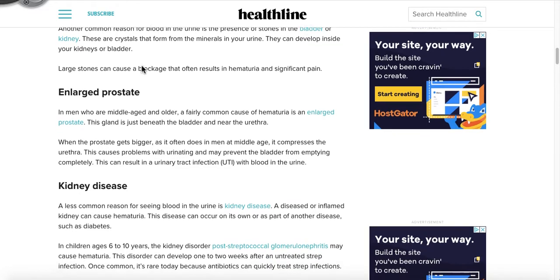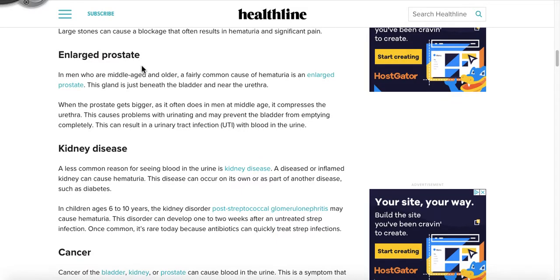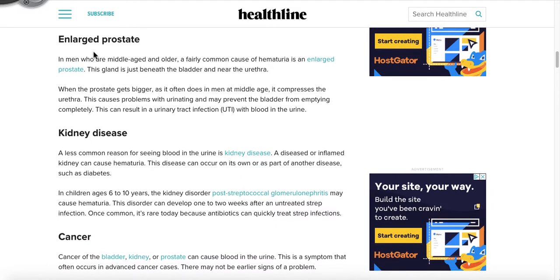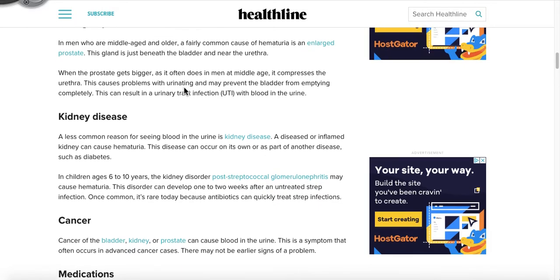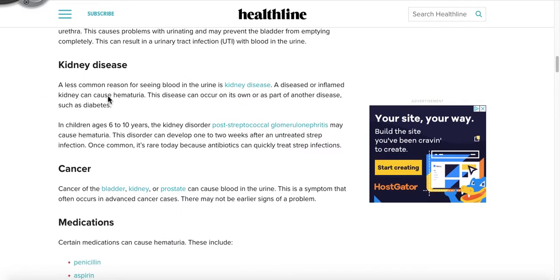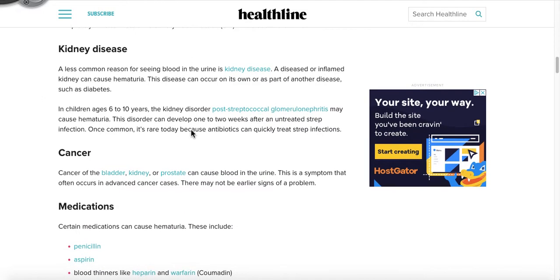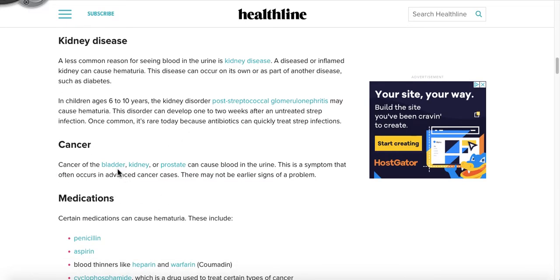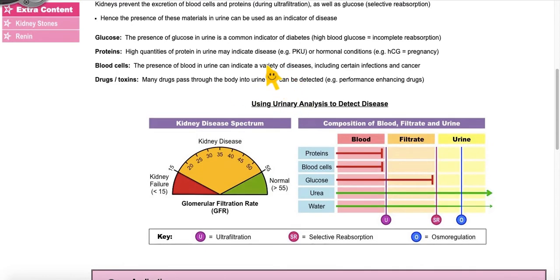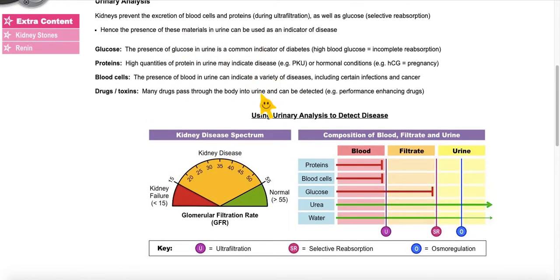And then when they do come out, it causes a little bit of pain, or significant pain, I must say. In men, it could be an enlarged prostate, and so that's an underlying cause here of having blood in the urine. But it can also be some form of kidney disease or cancer, like bladder, kidney, or prostate cancer. So it's always a good idea to get yourself to a doctor and checked out if there's any blood in your urine.